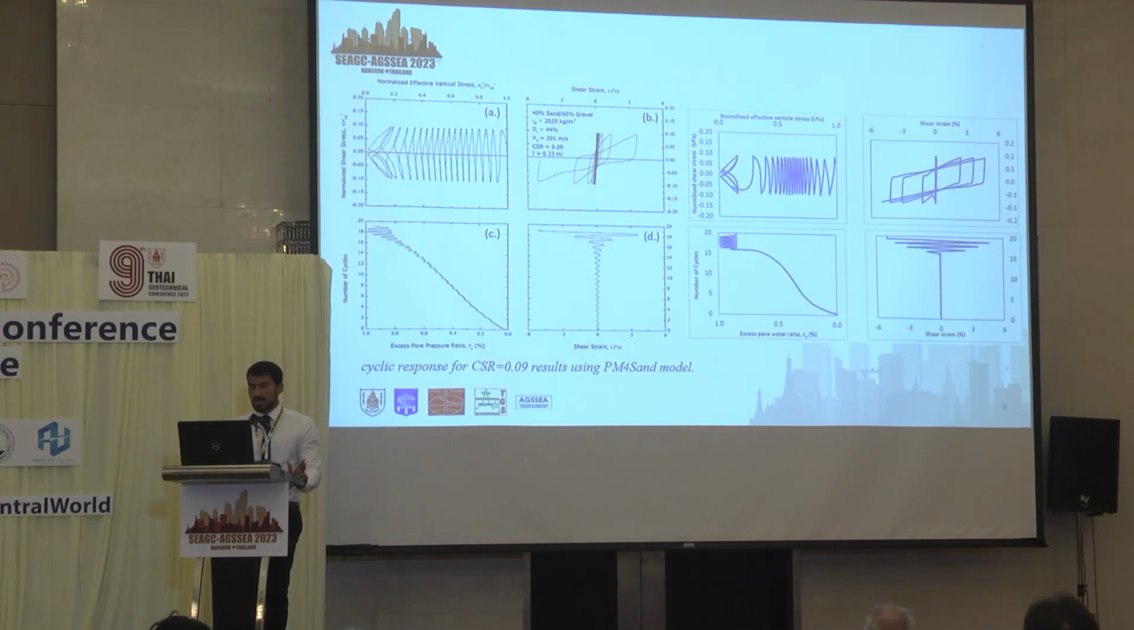So these are the other curves: stress strain, stress path, and the generation of pore pressure. These are shown for one of the tests, which is for CSR 0.09, and we can see that they are quite similar and in good agreement with the lab tests. So it gives us confidence to use it for the calibration of the parameters.